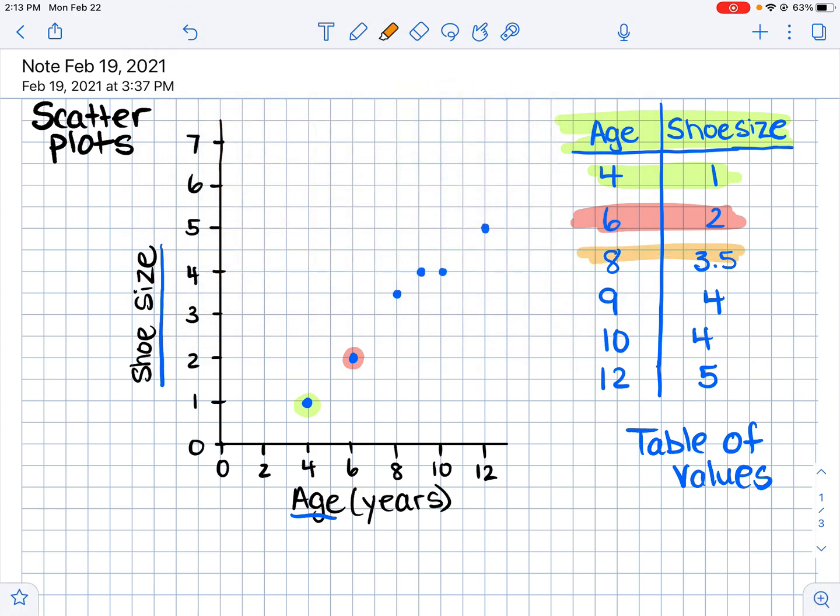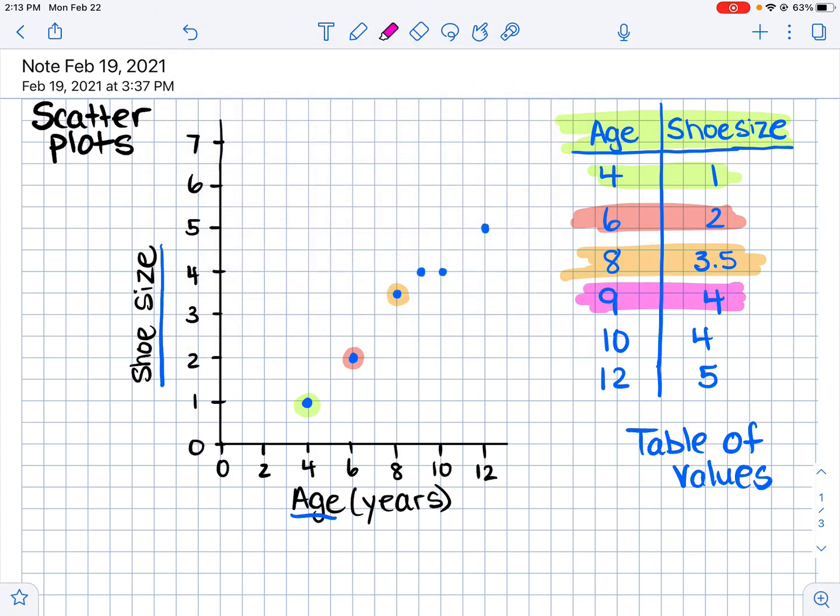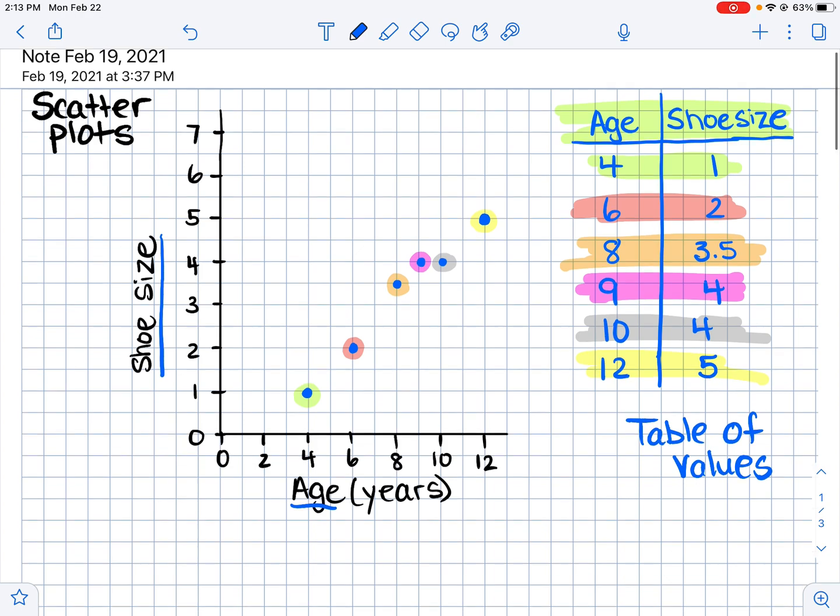Someone who's 8 years old has size 3.5. Someone who's 9 has size 4. Someone who's 10 also has size 4. And the last person, a 12-year-old with size 5 shoes. So I plotted the points on the graph. Now I can check and see what the relationship is.